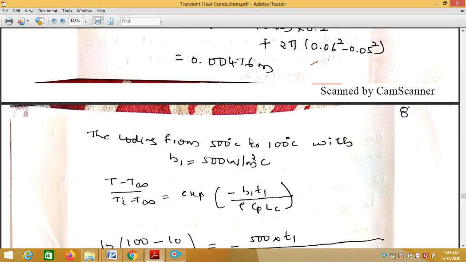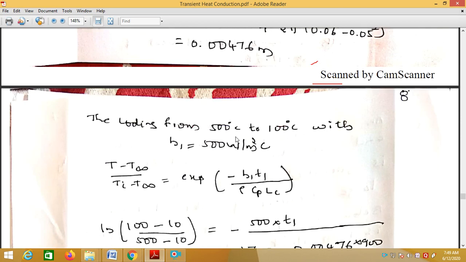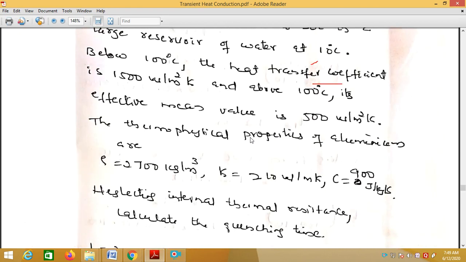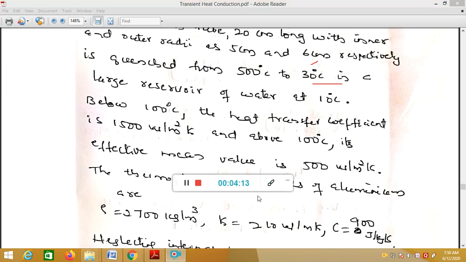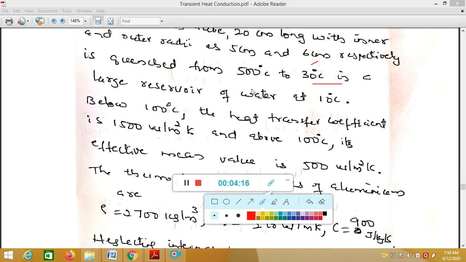Then find the time required, since two values of h are given, for cooling from 500 to 30 degrees centigrade. Below 100 degrees centigrade the heat transfer coefficient is 150 watt per meter square Kelvin, and above 100 degrees centigrade the heat transfer coefficient is 500 watt per meter square Kelvin.